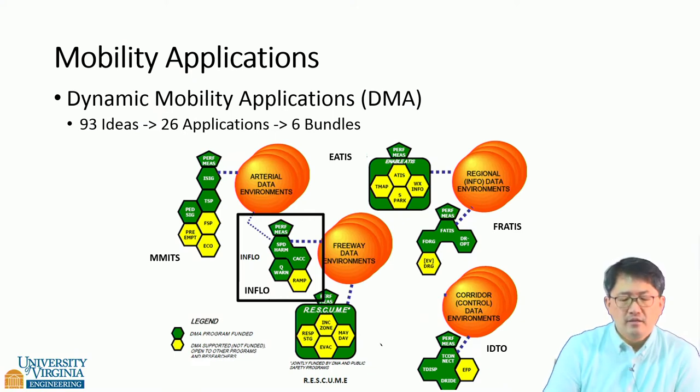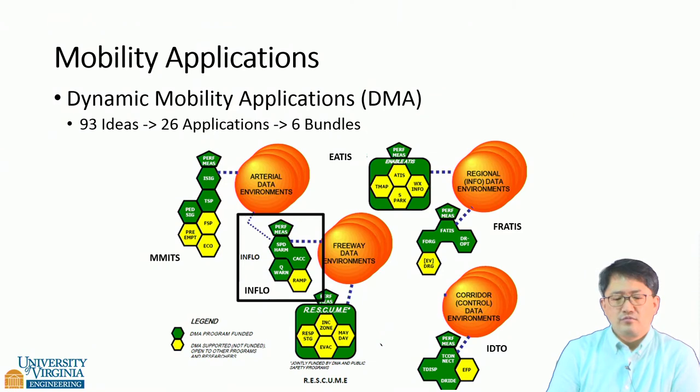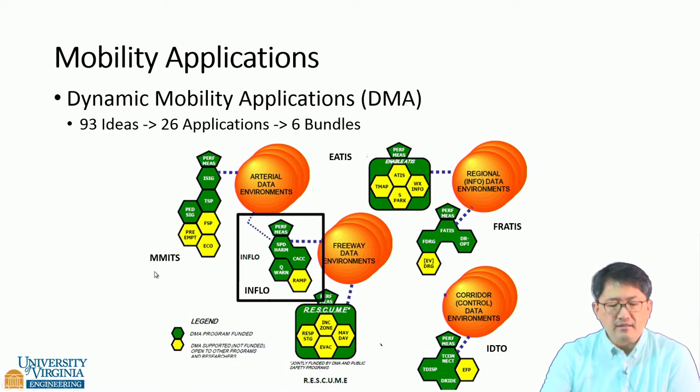I mentioned DMA. This was an idea coming from the stakeholders. What they did was ask stakeholders, what is your needed or potential application that can improve mobility? And they got 93 ideas, and they selected 26 applications, and these are bundled into 6 applications. Let me give you one example. Maybe MMITS is doing eco-driving, freight signal priority, transit signal priority, some pedestrian signal priority, preemptions and other things. So this is all related to the arterial environment.